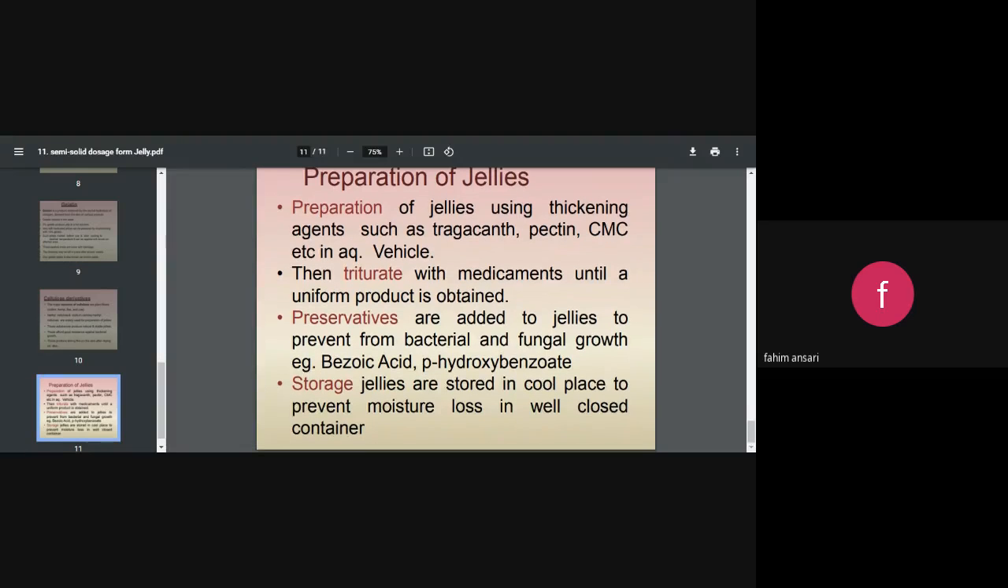Next is the storage of jellies. The jellies should be stored in a well filled and well closed container to minimize the evaporation of water. Jellies are stored in a cool place to prevent drying out. The sterile jellies, such as catheter lubricants, are packed in collapsible tubes.